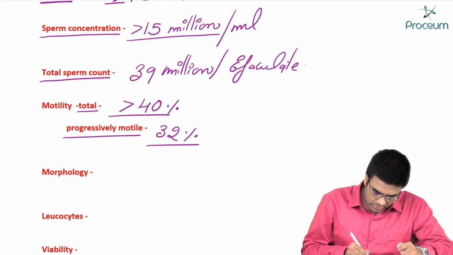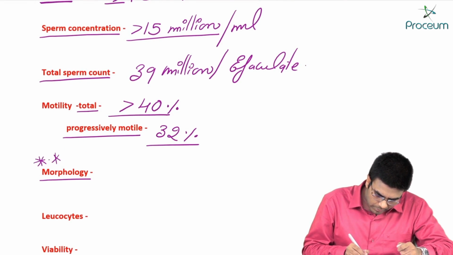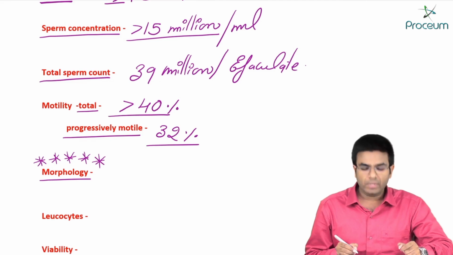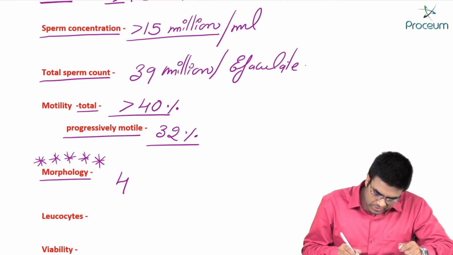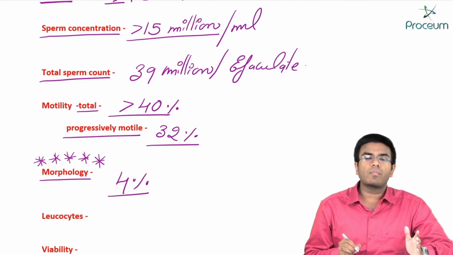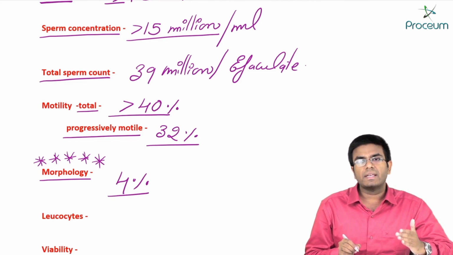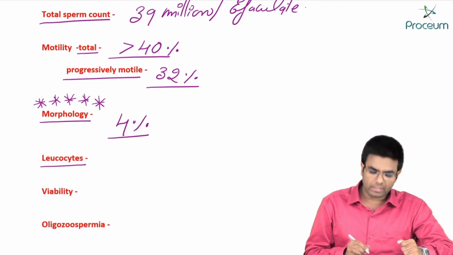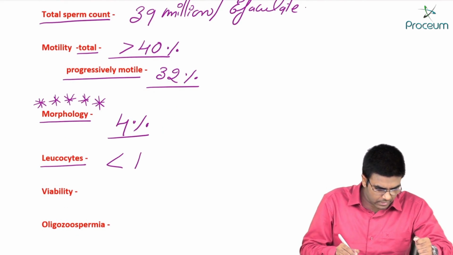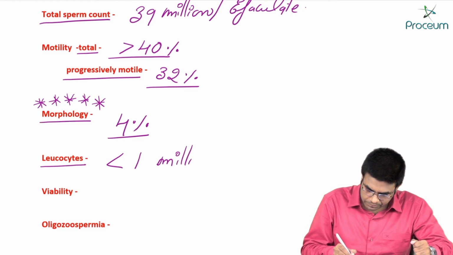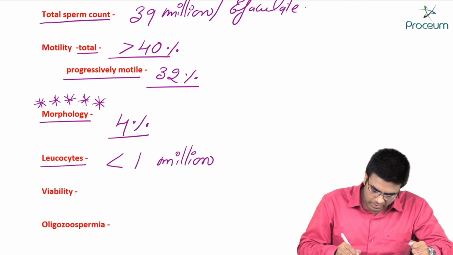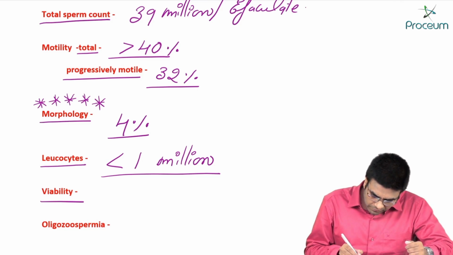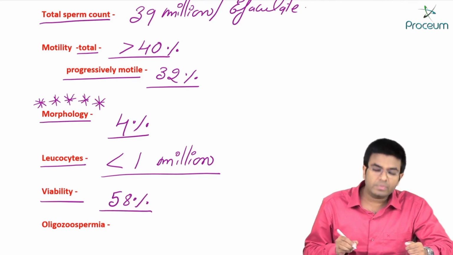Now morphology. This is the most important WHO criteria in the semen analysis. Now, at least 4% of the sperms should have the normal morphology. Okay, with their proper head, neck, tail. Okay, now leukocytes. Leukocytes in the semen should be less than 1 million. What about viability? Viability means living. At least 58% of the sperms should be living.